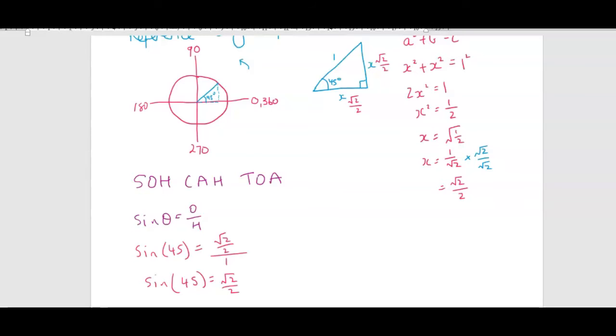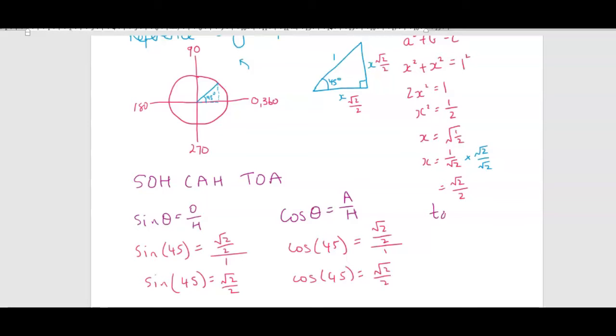Now let's move on and do cos. So cos, using our trig ratios, cos theta equals adjacent over hypotenuse. So now we've got cos 45 equals, the adjacent side is √2 on 2 also, over 1, and it's because it's an isosceles triangle. So cos 45 is also √2 on 2. So these are your exact values, and I'll explain what that actually represents in a second.